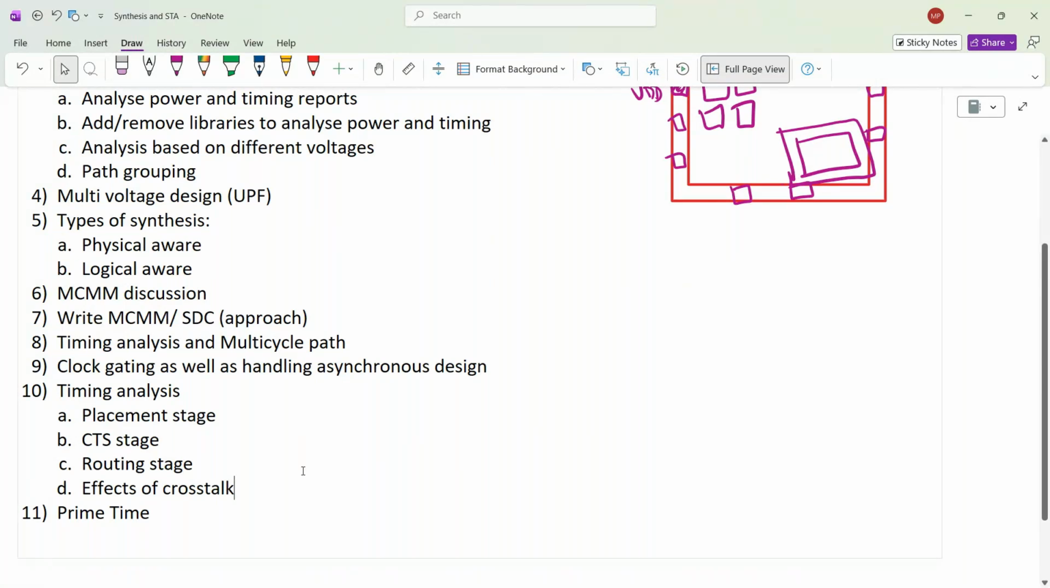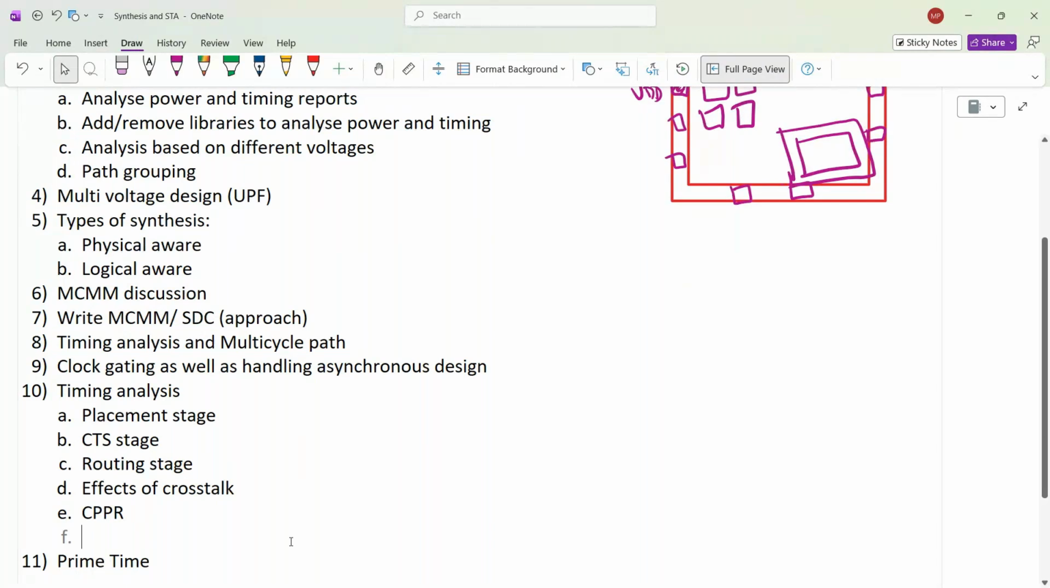Effects of crosstalk. We are going to do a proper study on crosstalk: what is the victim, what is the aggressor, and what are the fixes of crosstalk. And we are also going to discuss CPPR. Right, so crosstalk, all the fixes and all, we are going to do.